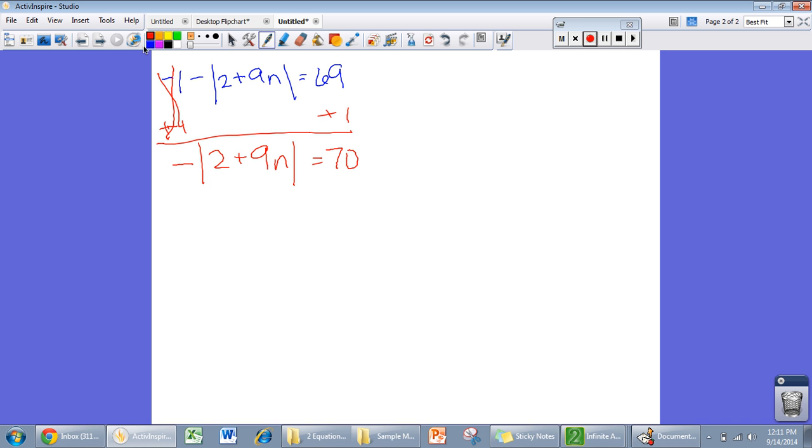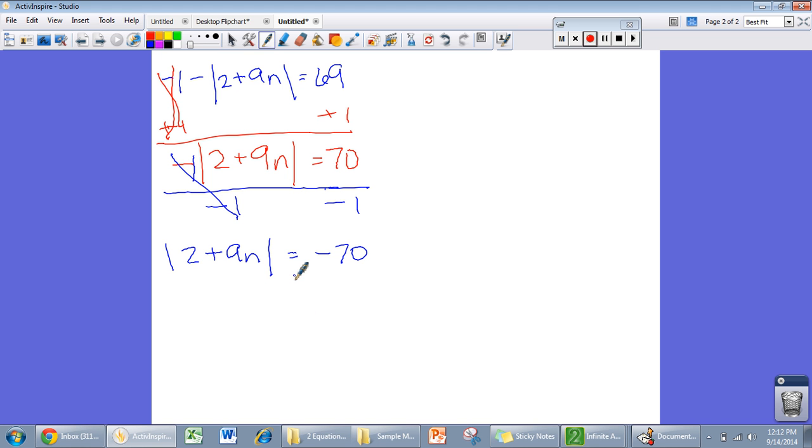Now, if we need to get rid of the negative sign in front, think of that as a negative 1 that's being multiplied by your absolute value. So the opposite would be to divide by negative 1. And what you do to one side, you do to the other. It cancels out. We then get the absolute value of 2 plus 9n equals, I was about to add that, wasn't I? Negative 70. Okay, because 70 divided by negative 1 is negative 70.